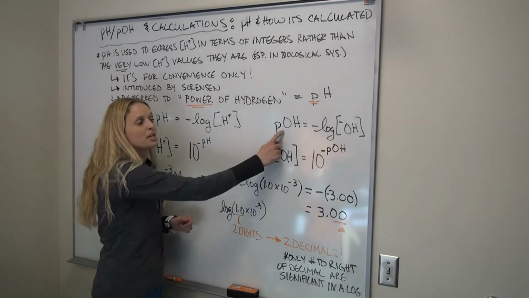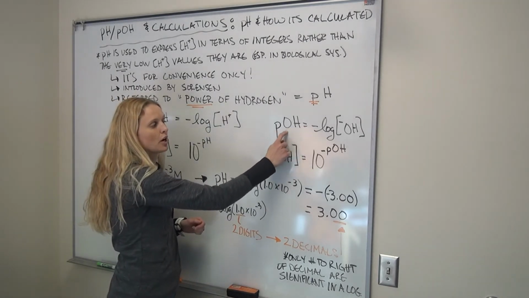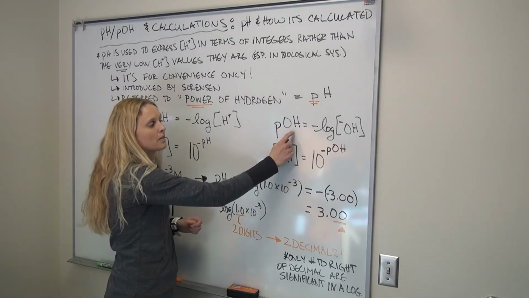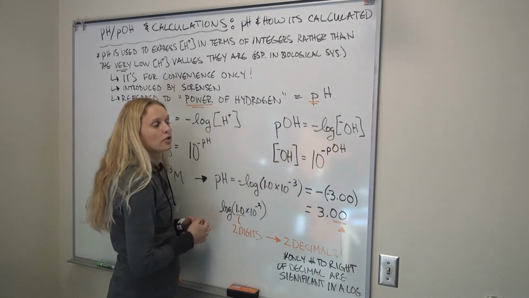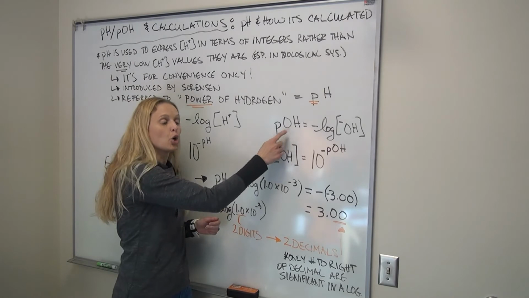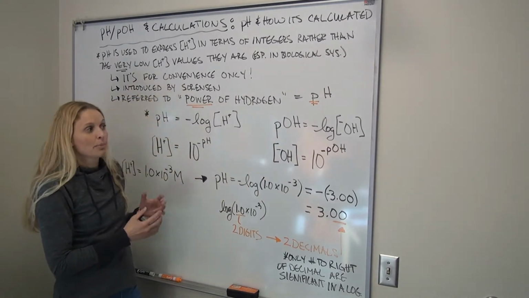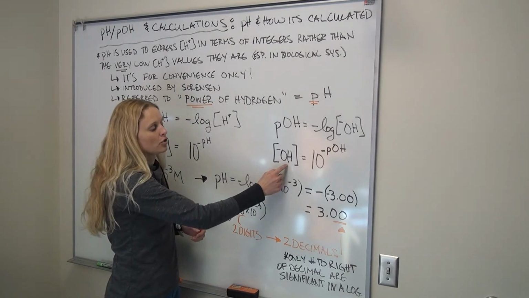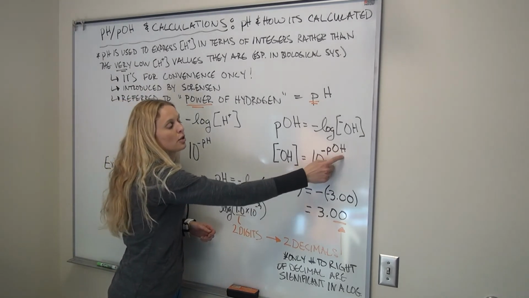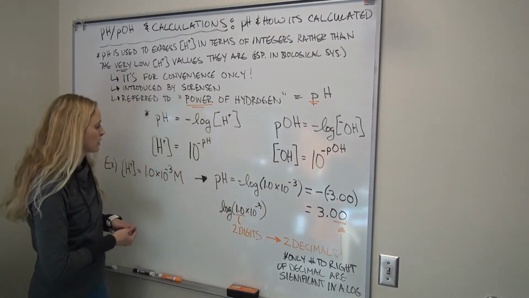All right, we also can write the same equation in terms of pOH. So we can just substitute hydroxide ion concentration the same way we would for H plus concentration, and the negative log of hydroxide ion concentration will give us the pOH. That would be the power of hydroxide ion. And the same way, we can calculate hydroxide ion concentration if we know the pOH value using that equation there.